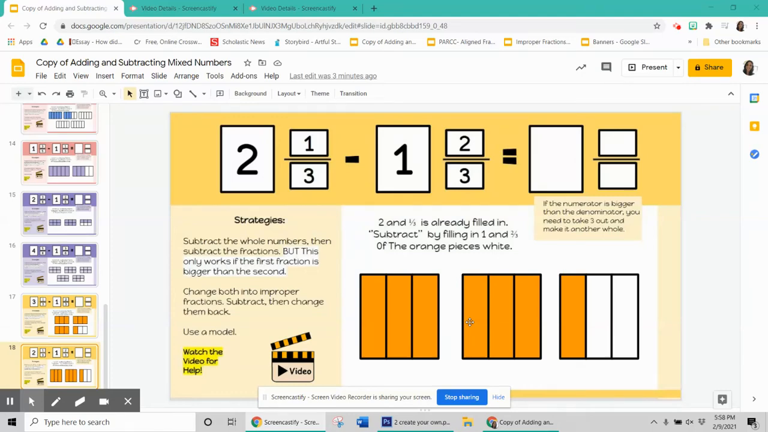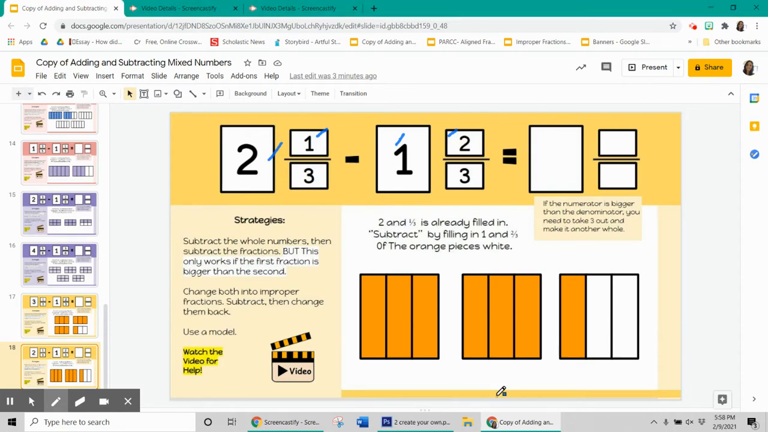2 1/3 minus 1 2/3. Gosh, wouldn't it be great if you could just go ahead and do 2 minus 1 and then 1/3 minus 2/3, but you can't. Why? You can't do 1/3 minus 2/3. So let's just go ahead and put these into improper fractions and subtract them that way.